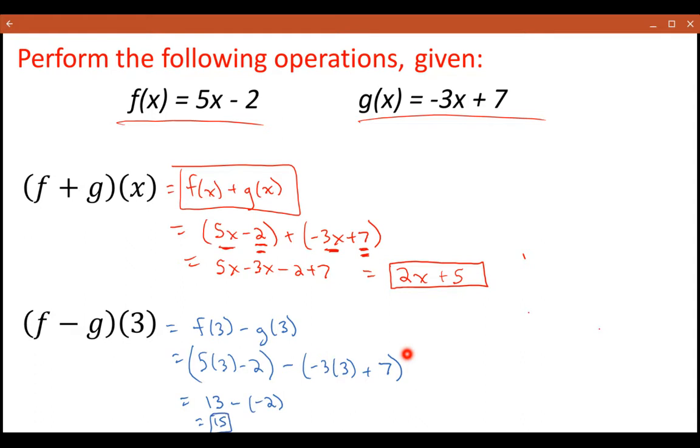So as a general rule, if you plug a number in, then your final answer is going to be a number. If you plug an x in, your final answer is probably going to have x's in it.